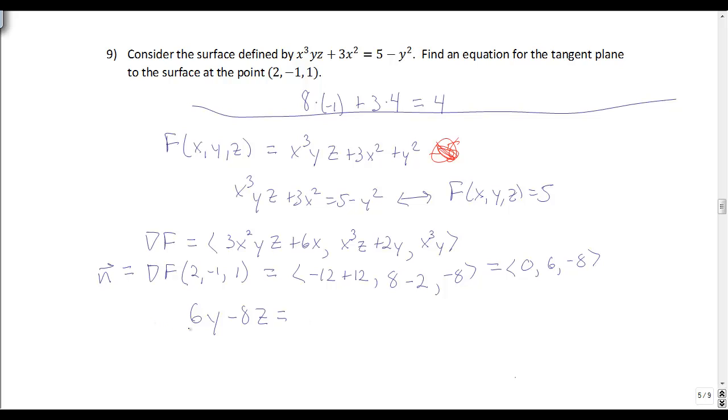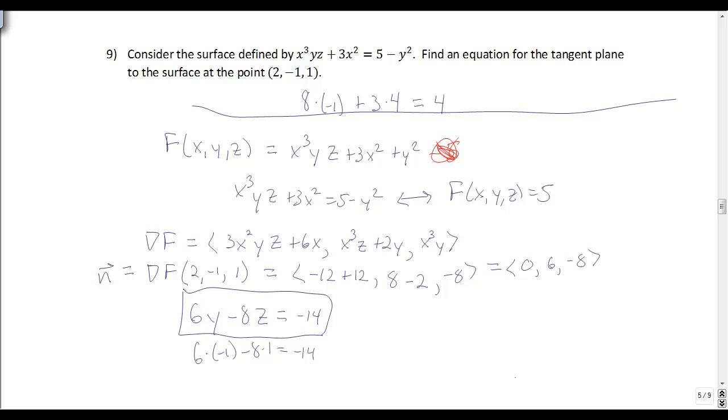Note, I don't have an x term because I had a 0 here. And to figure out the constant, I'm going to plug in 2 for x, negative 1 for y, 1 for z. So I'm going to look at 6 times negative 1 minus 8 times 1. That's negative 14, so negative 14 has to go there. And in some sense, I'm done.